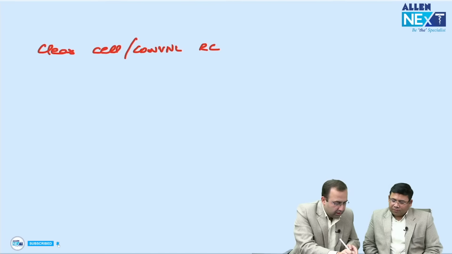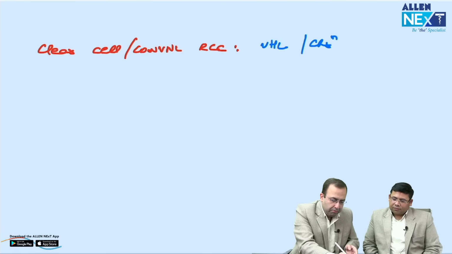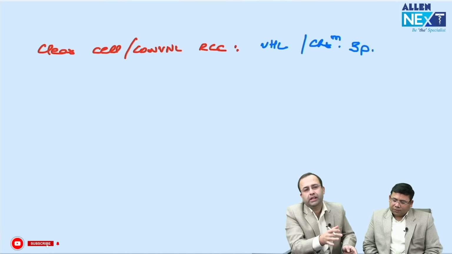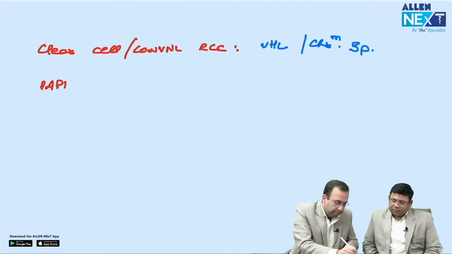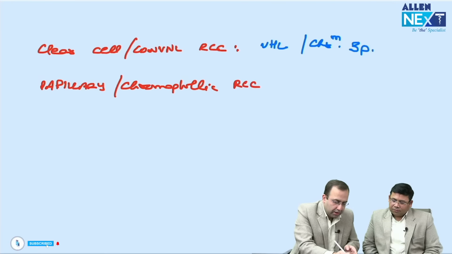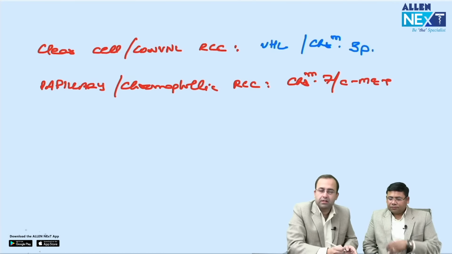is written, we mean the clear cell or conventional RCC, which is associated with VHL gene mutations, von Hippel-Lindau gene mutation present on chromosome. How many alphabets are there in VHL? 3p, short arm of chromosome 3. Next is the papillary RCC, papillary or the chromophilic RCC, which is associated with chromosome 7 or CMET mutations.